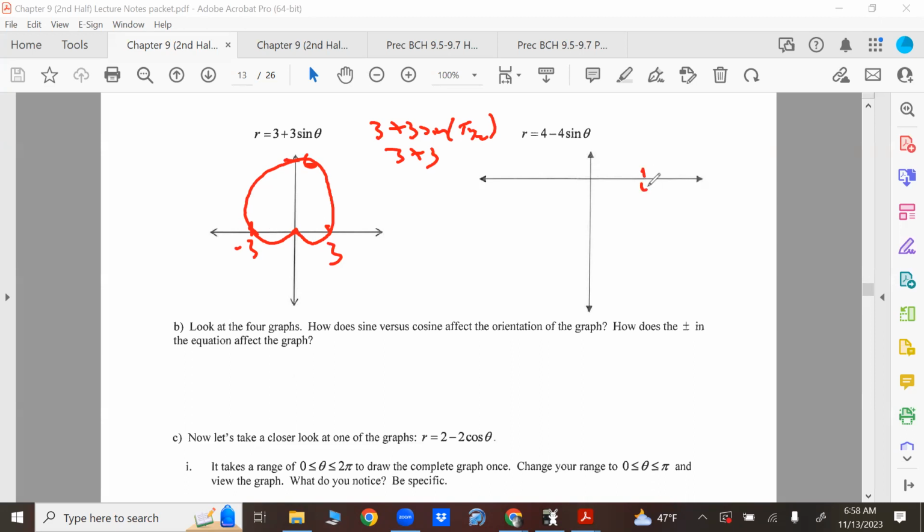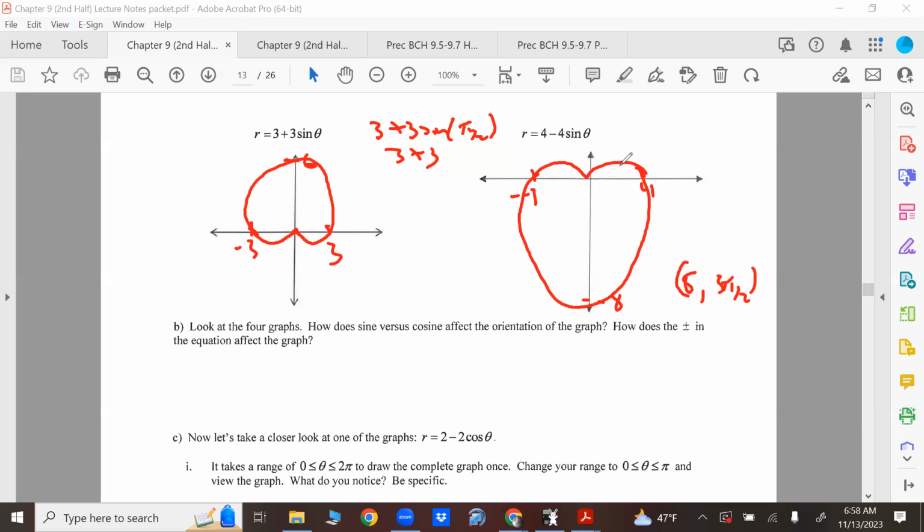And then lastly, for this one here, this will be opening down. Again, plot points if you like. If you hit 3 pi over 2, you get 8. So 8 comma 3 pi over 2 will be a point on that curve. And it'll definitely be a point at the pole again. And that kind of looks more like a heart, that one right there.